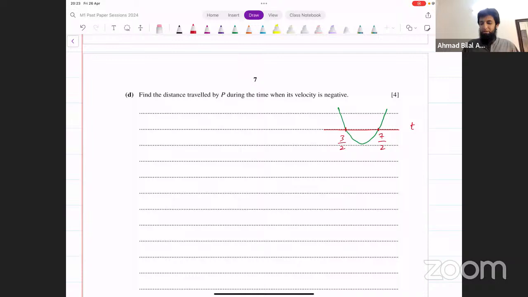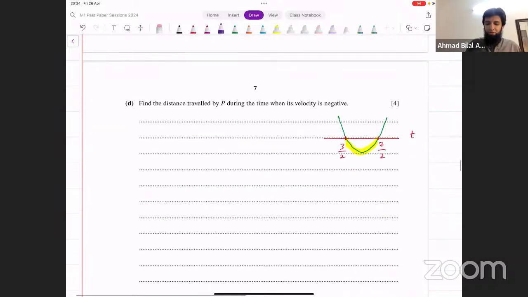Where is velocity negative? Velocity is negative in this part. We need to find the distance traveled in this part of the journey, from time equals 3/2 to time equals 7/2. Now, there's no change in direction in this part, right? Direction is changing at 3/2 and 7/2. So from 0 to 3/2, the particle is moving in the positive direction. Then from 3/2 to 7/2, it's moving in the negative direction. And then from 7/2 onward, it's moving in the positive direction. Between 3/2 and 7/2, there's no change in direction. So you can just integrate the velocity function, put the limits from 3/2 to 7/2, and that should give you the result directly.